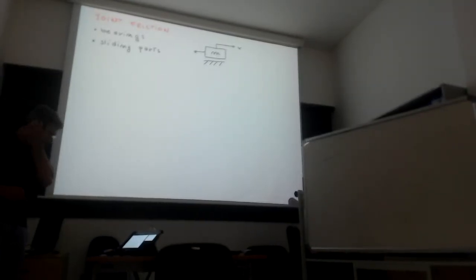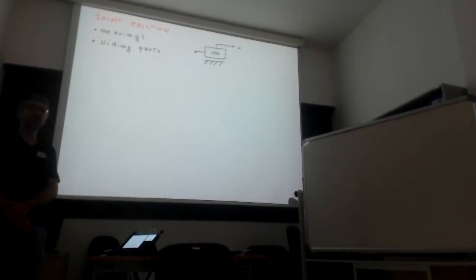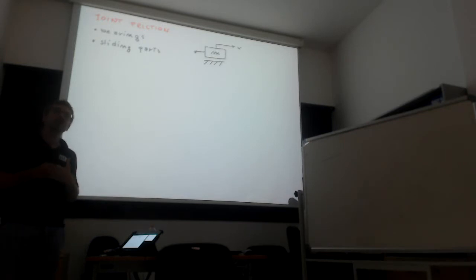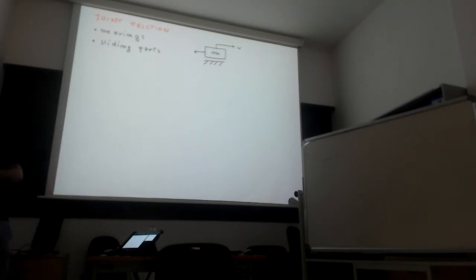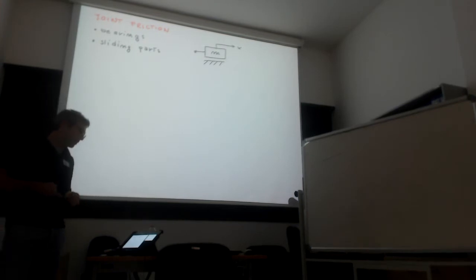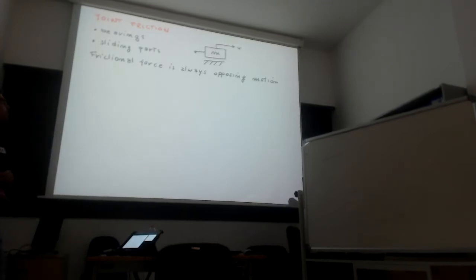The second element that is mostly not modeled in robotics is friction. Friction can happen, for example, in the sliding parts, like between the piston and the cylinder, or in the bearings. Whenever you have a rotational joint, you have bearings that have spheres inside, and this creates rolling friction. And the common feature of all kinds of frictional forces is that they always oppose motion.